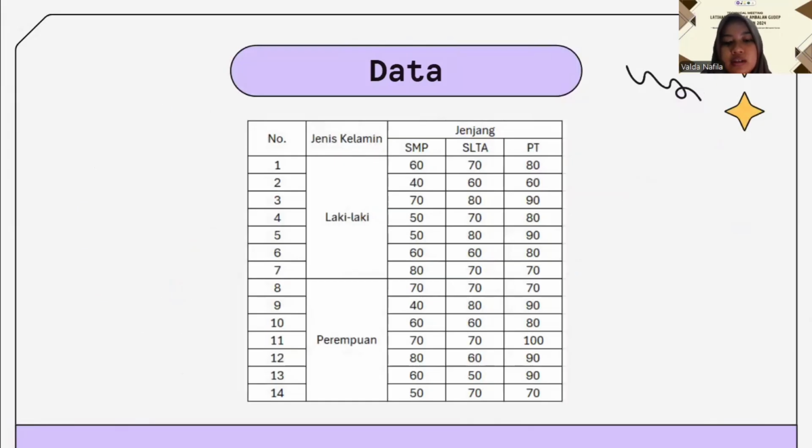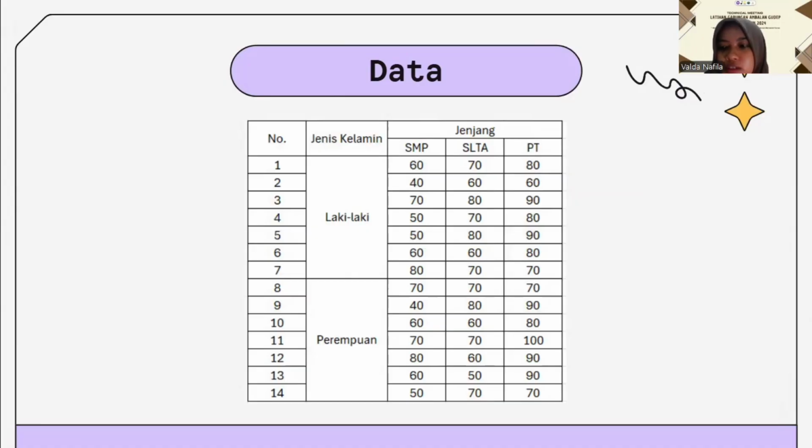Okay, suppose here we have a problem. The problem is a researcher wants to find out if there is a difference in the learning outcome of junior high school students based on the last education level of parents and gender. The factor of parents' last education level consists of 3 levels: junior high school, senior high school, and university. And the gender factor consists of 2 types, namely male and female.